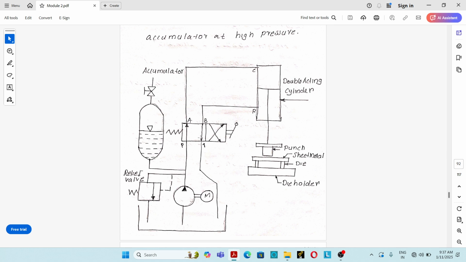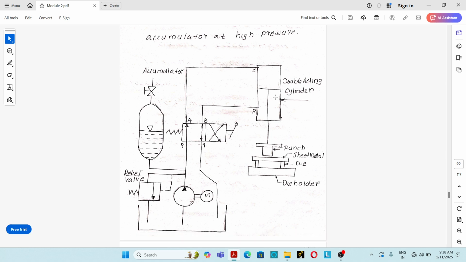During this retraction stroke, port P is connected to port B and port A is connected to port T. Then what will happen? Highly pressurized hydraulic oil from the pump flows through port P to port B and it flows to the rod side of the hydraulic cylinder. The hydraulic oil exerts a pressure over the piston and it moves in the upward direction. At the same time, the hydraulic oil in the piston side of the hydraulic cylinder flows through port A to port P to the reservoir.